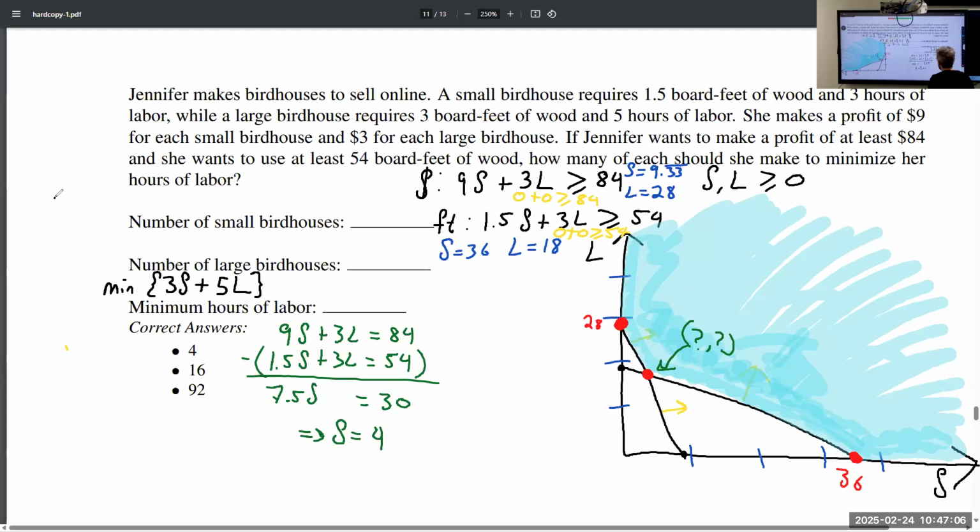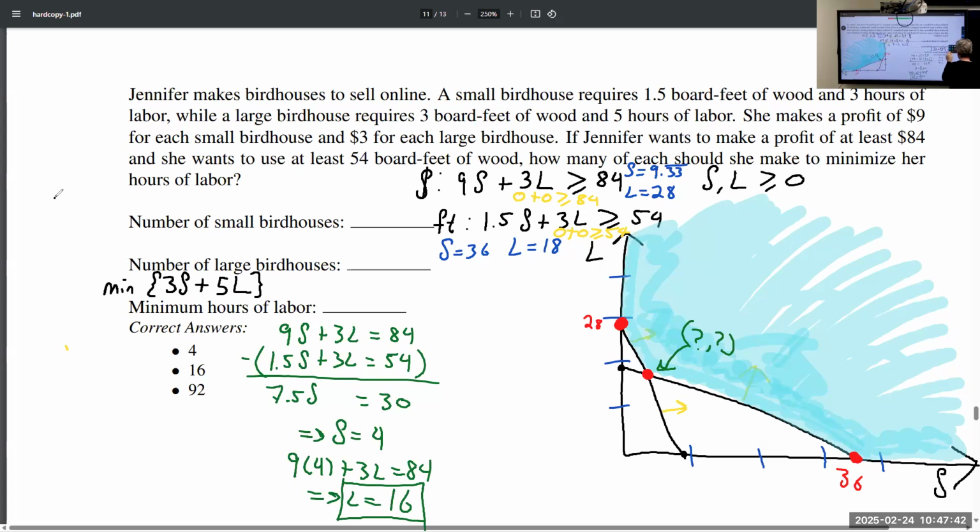That's about all I knew. And how many large birdhouses then? 9 times 4 plus 3 times L equals 84. And so that would be 84 minus 36 divided by 3, which is 16. Okay. That's that other corner point.